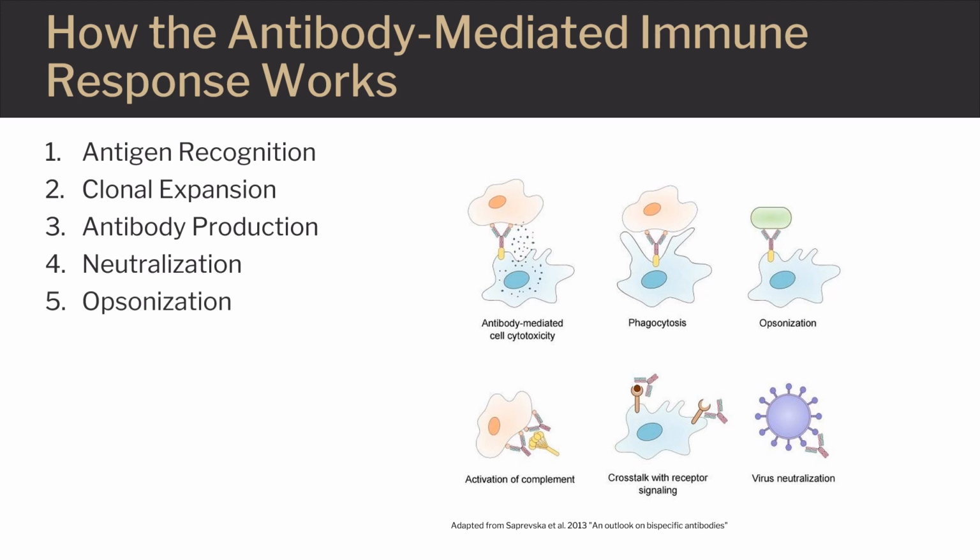5. Opsonization. Antibodies can act as opsonins, substances that coat the pathogen, making it more recognizable to phagocytic cells, for example macrophages, that engulf and destroy the invader.